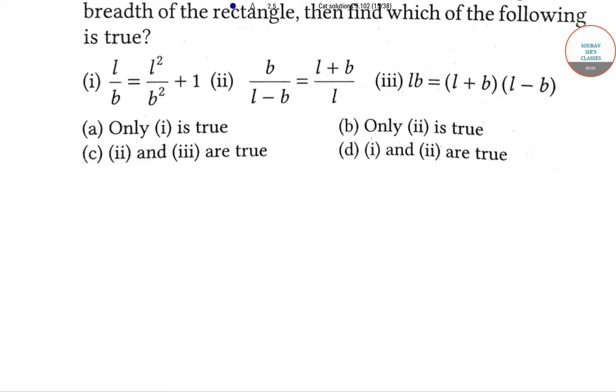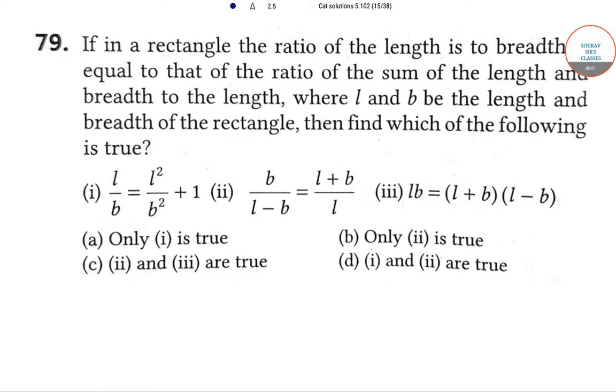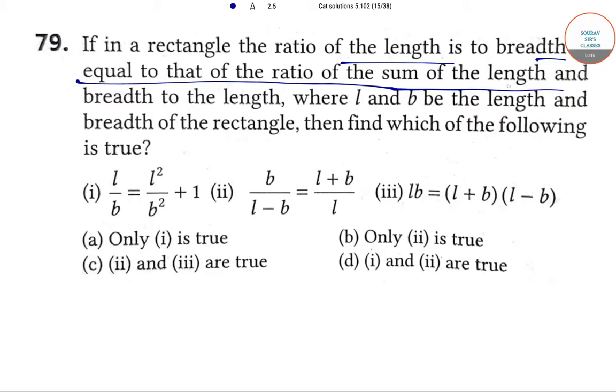The question is, if in a rectangle the ratio of the length to the breadth is equal to the ratio of the sum of the length and breadth to the length, where L and B are the length and breadth of the rectangle, then find which of the following is true.